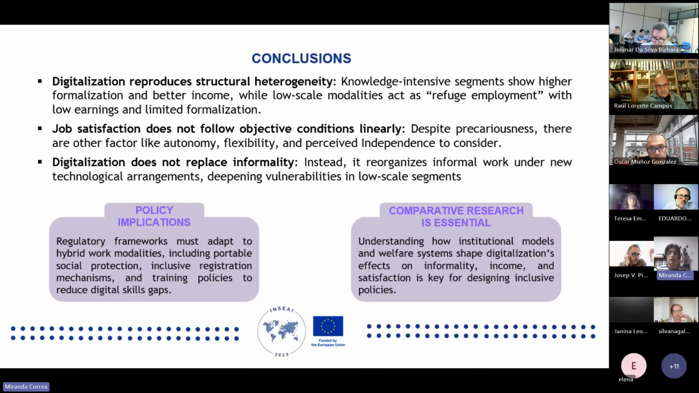So these findings point to some clear policy implications, because we need regulatory frameworks that can adapt to hybrid work modalities. We thought about portable social protection, inclusive registration mechanisms, and strategies to reduce digital skill gaps. They also highlight why comparative research is essential to these aims: understanding how different institutional and welfare models shape these effects of digitalization is crucial for designing inclusive labor policies.